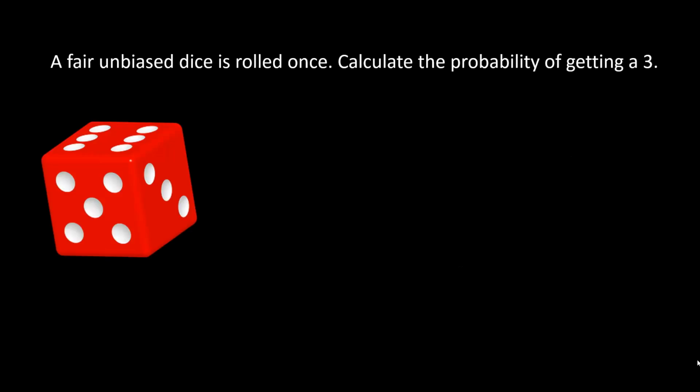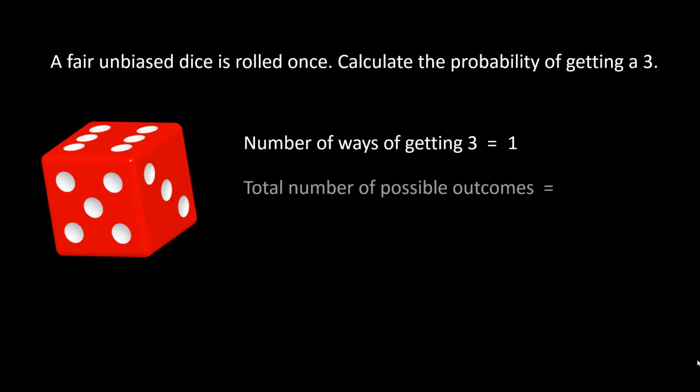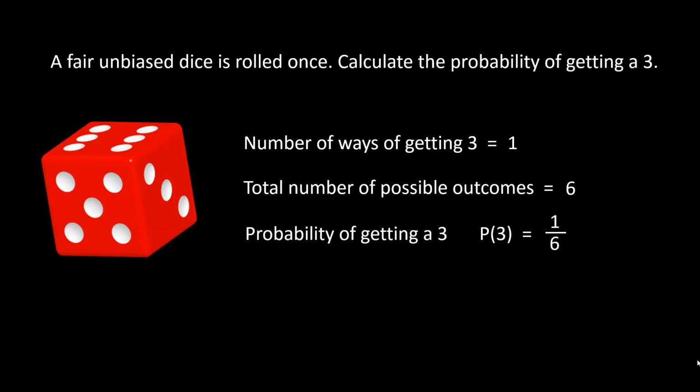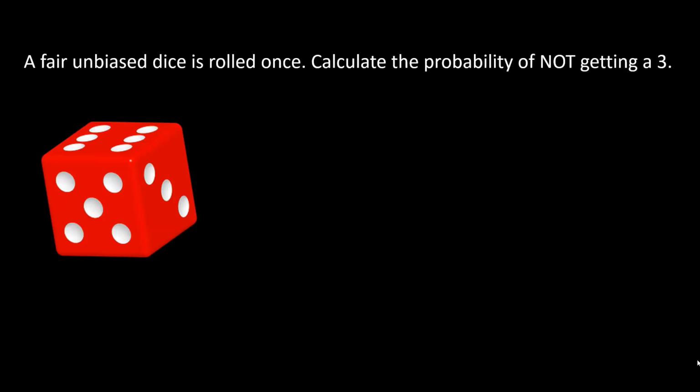Okay, let's have a look at an example with dice. We've got a fair, unbiased dice. What's the probability of getting a 3? Well, we've done this one on the previous video. We said the number of ways of getting a 3 is 1. Number of possible outcomes is 6. So the probability of getting a 3, which we could write as P(3), is 1 out of 6, or 1/6. Okay, so far so good.